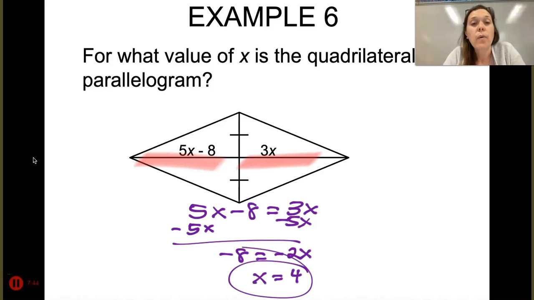So if x was 4, then those diagonals would be bisected, which would make it a parallelogram.